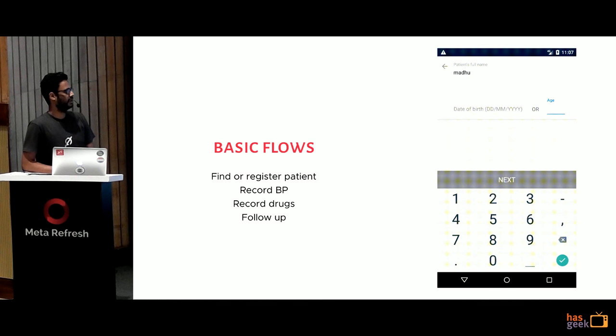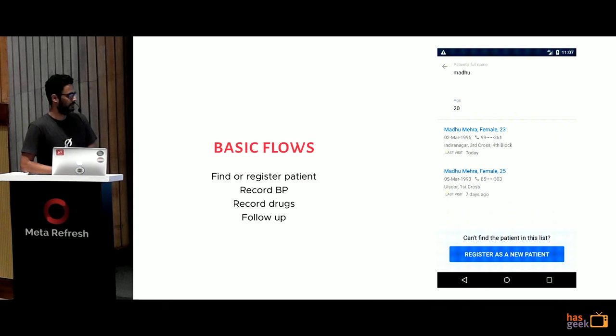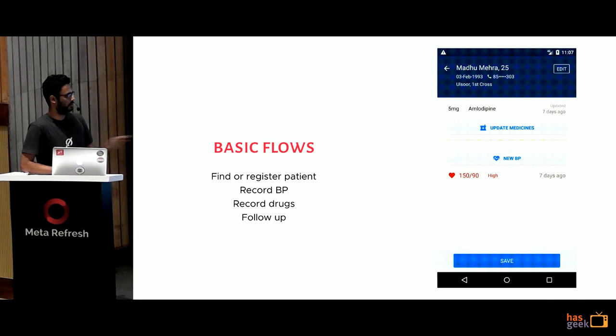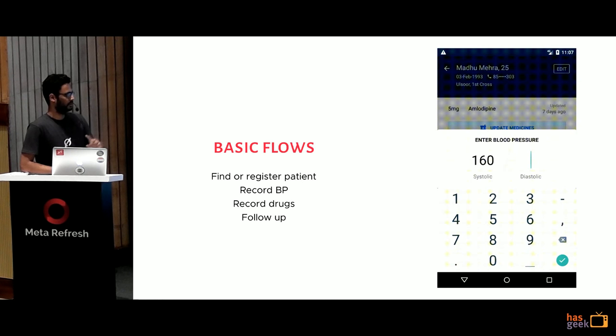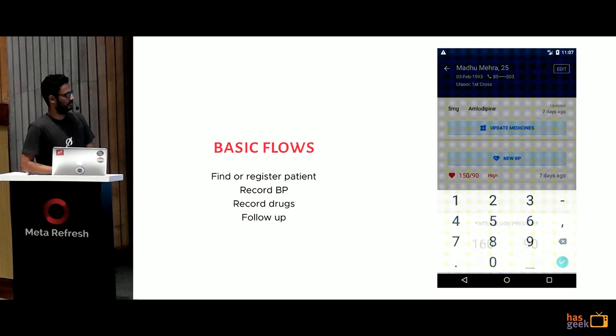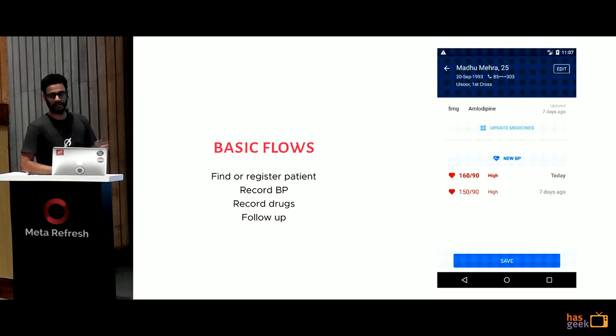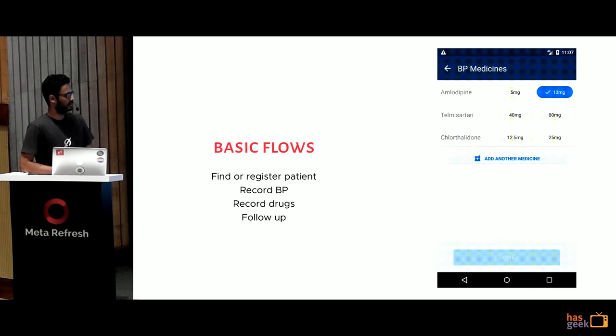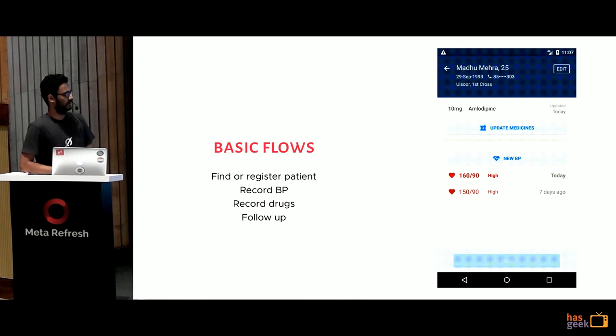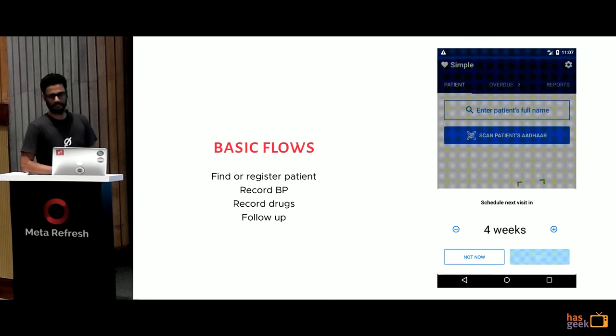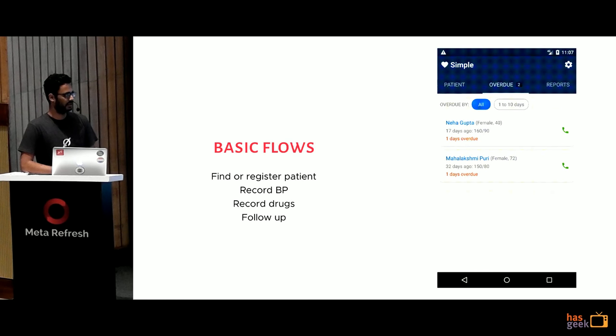So they'd enter their first name or their full name, preferably. You have a list of search results. You click on one of them, enter a blood pressure, and maybe update their medicines if that needs changing. And you schedule their next visit, which ideally, usually, is in 1 month's time.